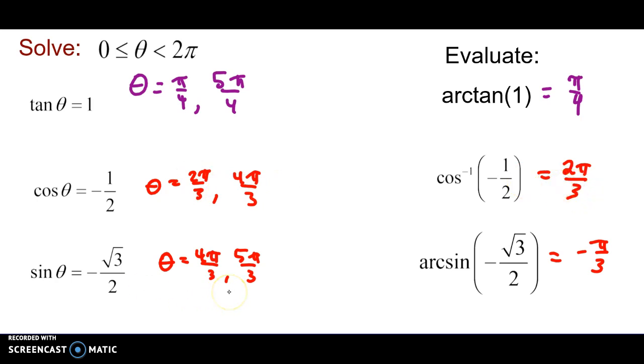Okay, next, sine of theta equals negative root 3 over 2. Theta is 4 pi over 3 or 5 pi over 3. For the arc sine, now think about our range for the arc sine. That's from negative pi over 2 to pi over 2. Neither of these are within that range. Where does this come from? Well, pi over 3 is coterminal to 7 pi over 3. Negative pi over 3 is coterminal to 5 pi over 3. So we can play around with coterminal angles.